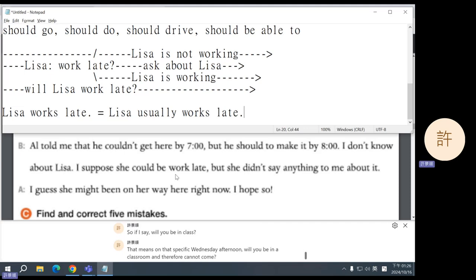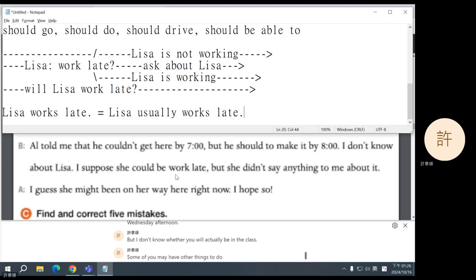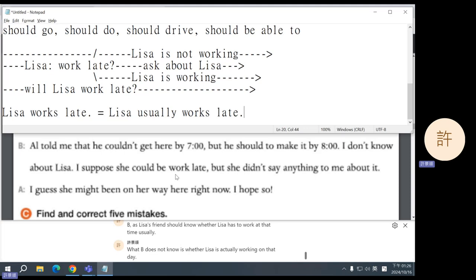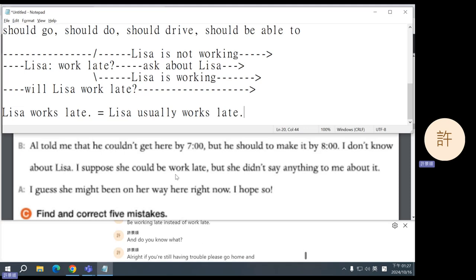Now, as your grammar teacher, I know that you have class Wednesday afternoon. But I don't know whether you will actually be in the class. Some of you may have other things to do. So similar here, B, as Lisa's friend, should know whether Lisa has to work at that time usually. What B does not know is whether Lisa is actually working on that day. So it makes more sense to use be working late instead of work late. 大家听懂吗？好啦, if you're still having trouble, please go home and rewatch these 10 minutes of the video.